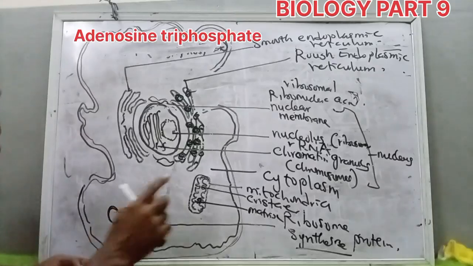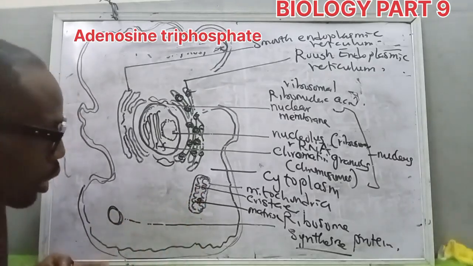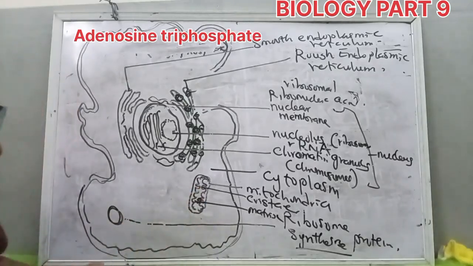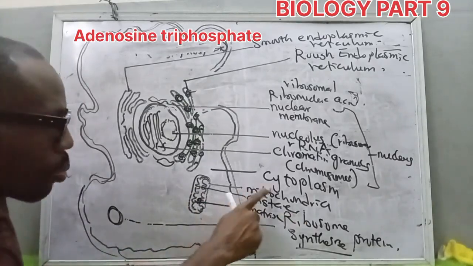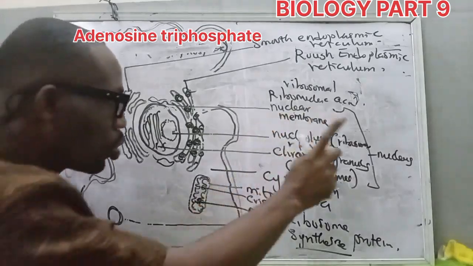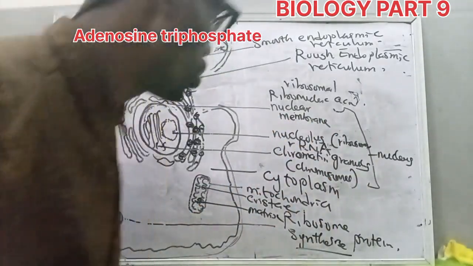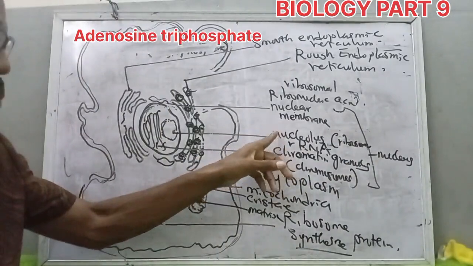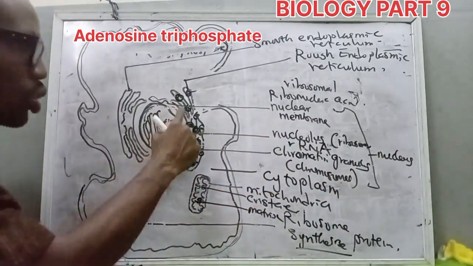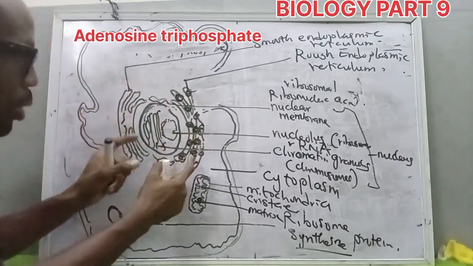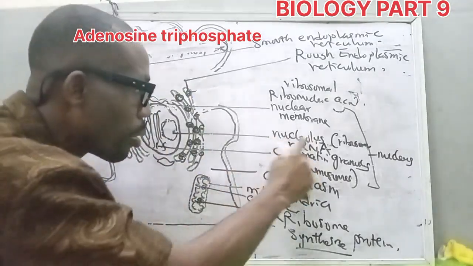Now, so we've talked about the mitochondria, the function of the mitochondria, the various parts you can see in the mitochondria. We've talked about the ribosome. We've talked about the cytoplasm. We've talked about the nucleus. Now, in the nucleus, I told you it contains nucleolus. I've explained that to you. And I also told you it contains nuclear membrane. The nucleus is a membranous structure, but the nucleolus is not a membranous structure.